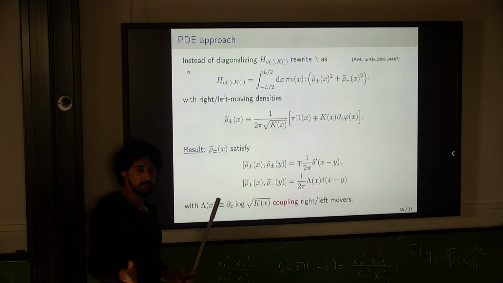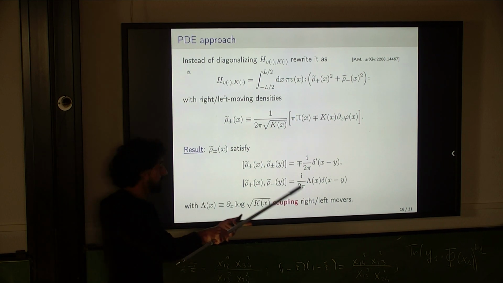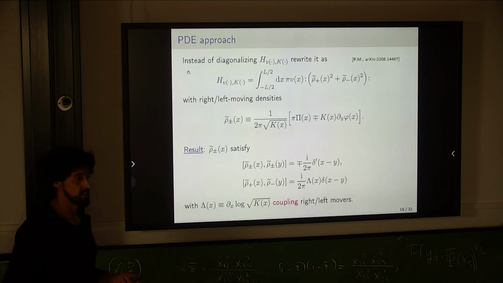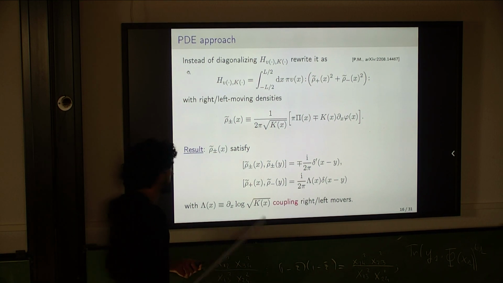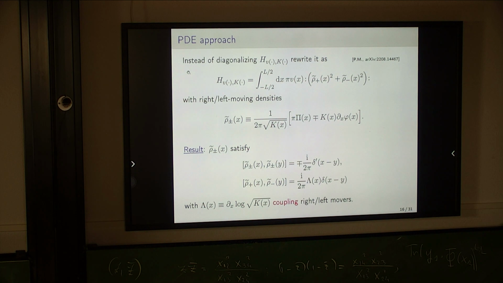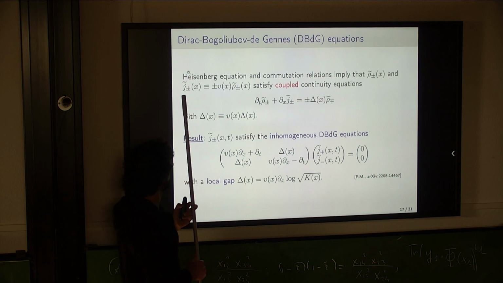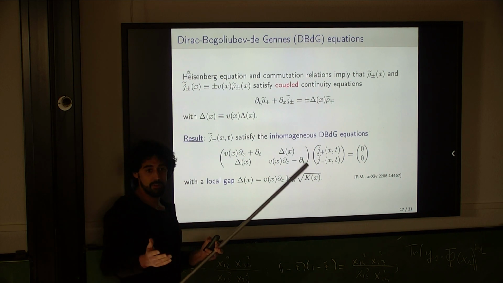So again, if k is constant, this is gone, the coupling is gone. But now you basically have two coupled algebras through this lambda. Okay, so that's the result you can show. The next step is, let's try to derive the equation of motion.